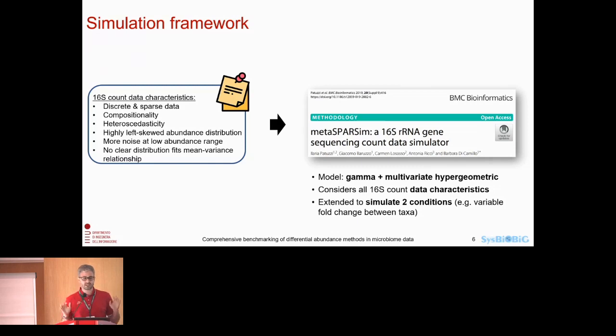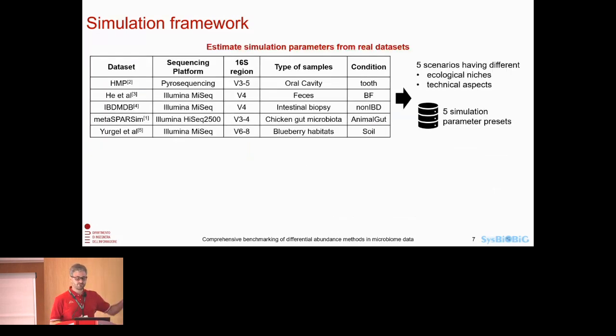To make things as realistic as possible, we start from 5 very different real datasets that cover different biological aspects, but also technical aspects. You can see different technologies, different 16S regions, different ecological decay. And from these 5 datasets, we estimate their parameters. The parameters are then used to make 5 main simulations in our benchmarking study to cover, again, the widest range possible of technical and biological aspects.